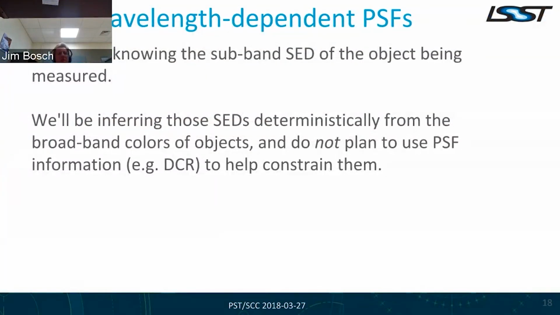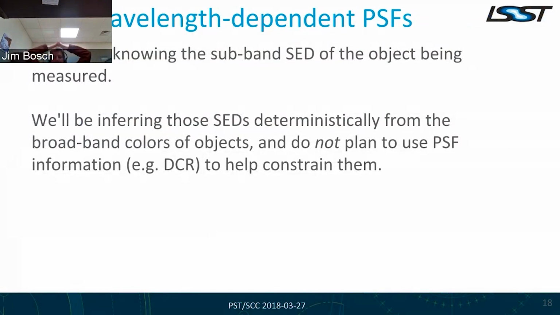All right, so I mentioned this a little bit before, but using wavelength-dependent PSFs requires actually knowing the subband SED of the object being measured. This is not something we observe directly. Our plan is to infer those subband SEDs from the broadband colors of objects, essentially saying that the G minus I color tells us roughly what the object is doing inside the R band, for instance. We are not currently planning to use the PSF information, such as DCR, to constrain those subband SEDs, except in one little exception that I'll get to later.